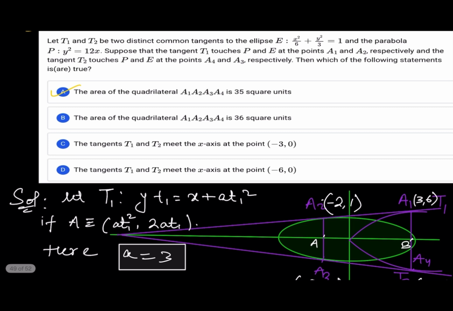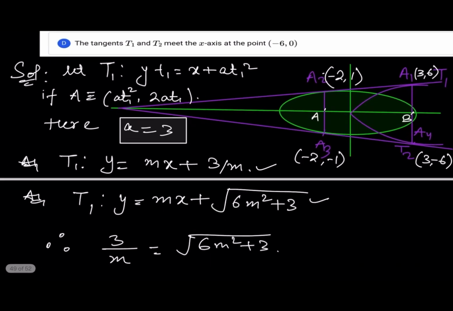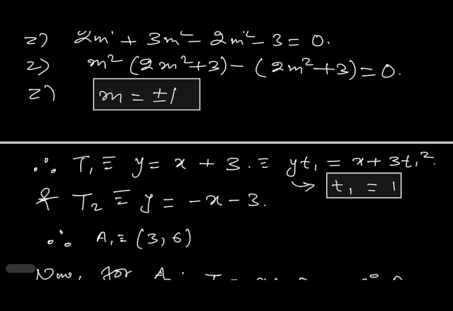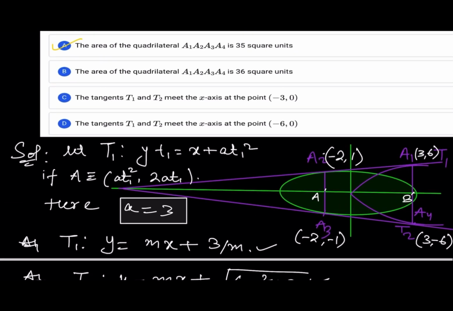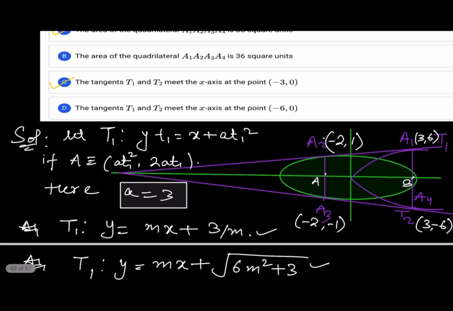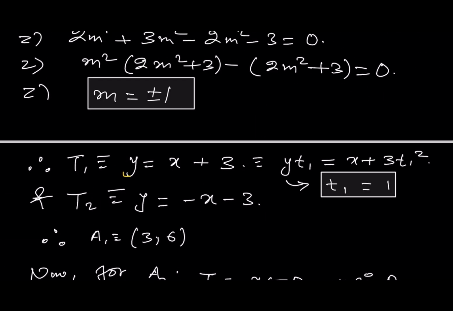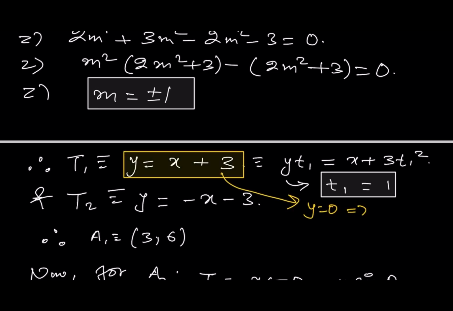And also option C is that the tangents T1 and T2 meet the x-axis at the point minus 3 comma 0. So equation of tangent is y is equal to x plus 3. Now if I put y is equal to 0 in T1 or in T2, we will get x is equal to minus 3. So option C is also correct, right? In this, if I put y is equal to 0, x is equal to minus 3.